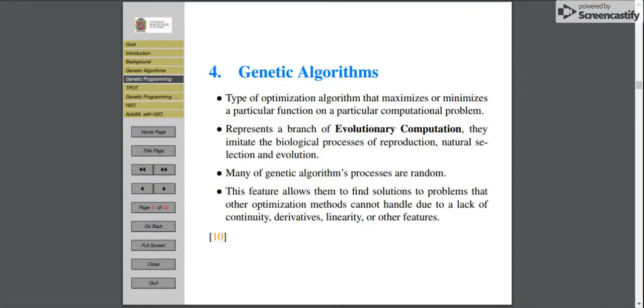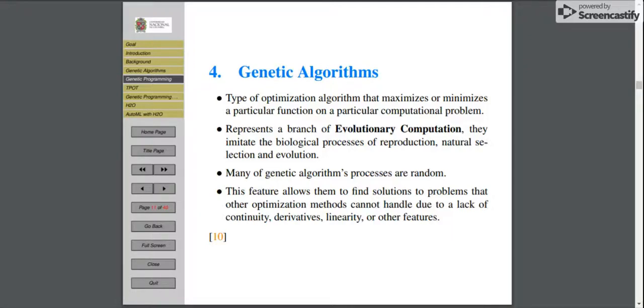Genetic algorithms. This is a type of optimization algorithm, meaning they are used to find optimal solutions to a given computational problem that maximizes or minimizes a particular function. Genetic algorithms represent one branch of the field of study called evolutionary computation because they imitate the biological processes of reproduction, natural selection, and evolution to solve for the fittest solutions.